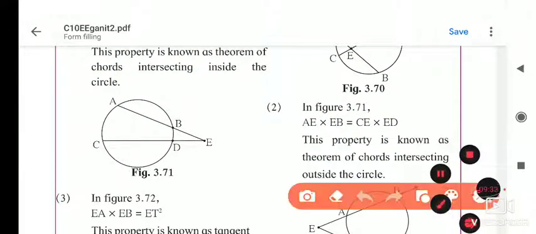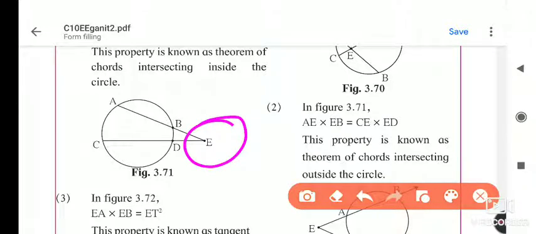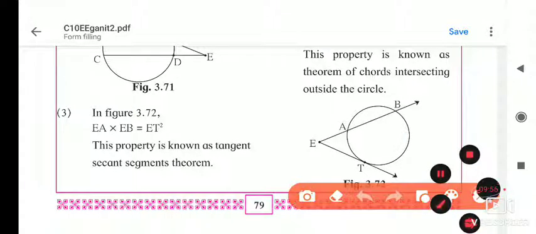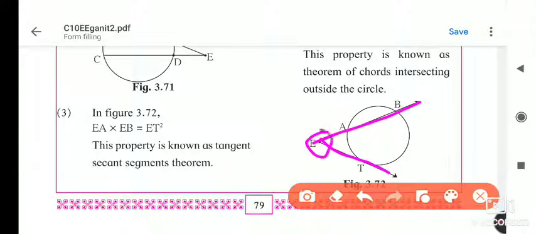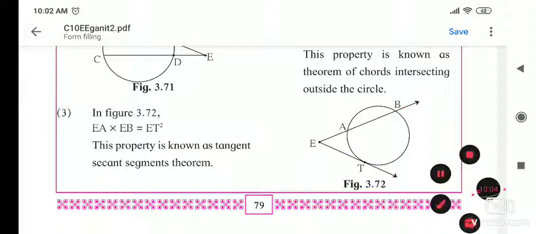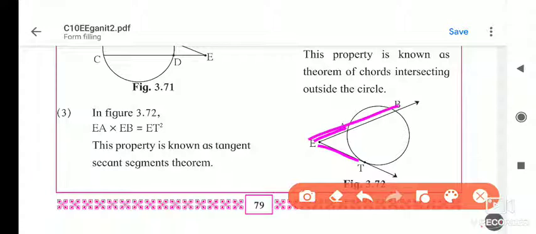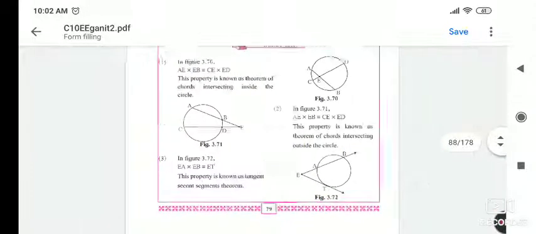Now if they intersect each other externally outside the circle, then the product is EA into BE equals CE into DE. And the tangent secant segment property is: if one is a secant and the other is a tangent, and they intersect each other externally, then ET square is equal to EA into EB. Okay, these things we have to remember.